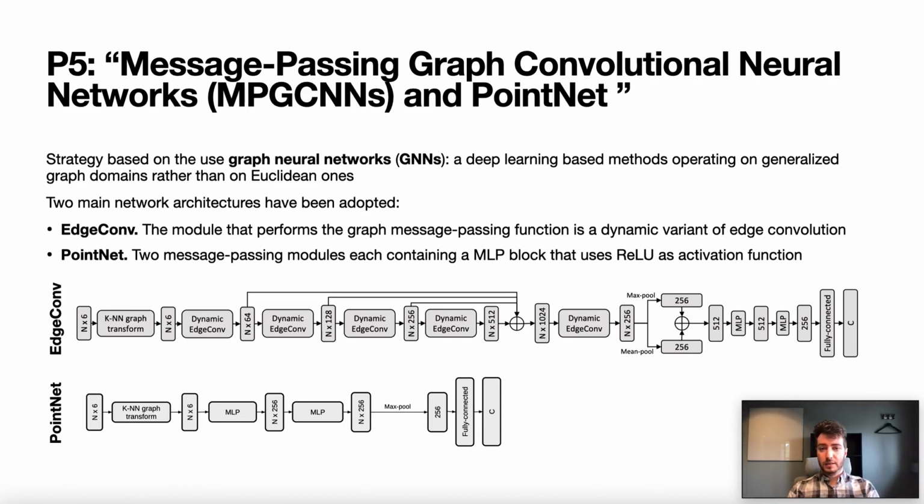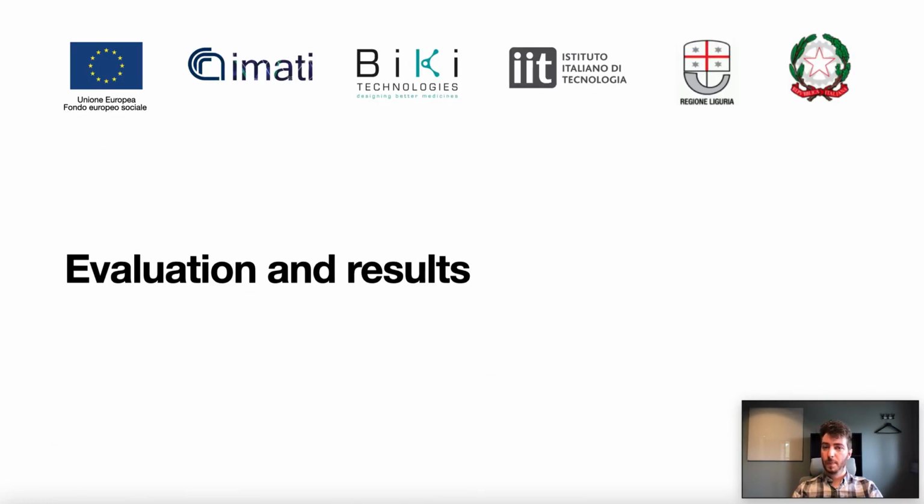With the same data preprocessing procedure, the group also implements PointNet, a well-known graph-based learning method for three-dimensional data. In this network architecture, the vertex features first pass through two message passing modules. Each message passing module contains an MLP block that uses ReLU as an activation function. Finally, for each network, classification and retrieval on the test set are carried out by exploiting the L2 distances between representation vectors. We now present some of the results of the contest.